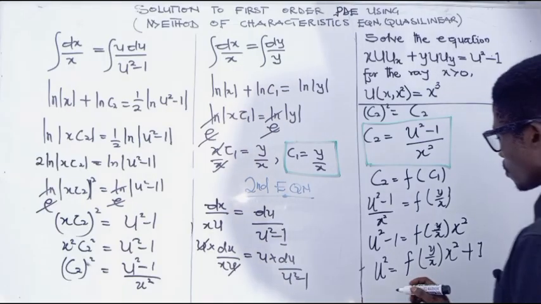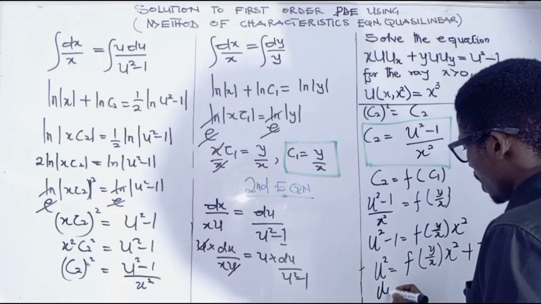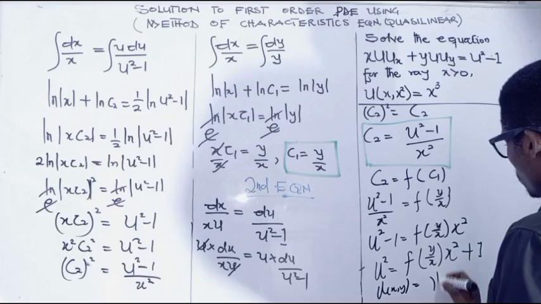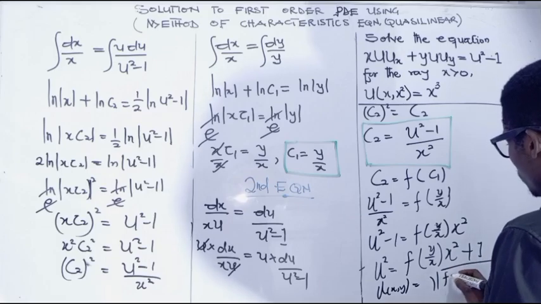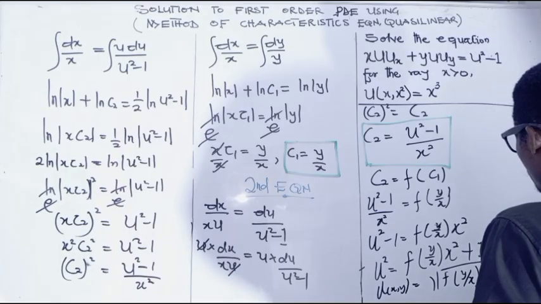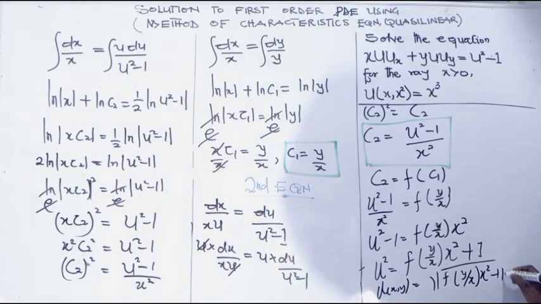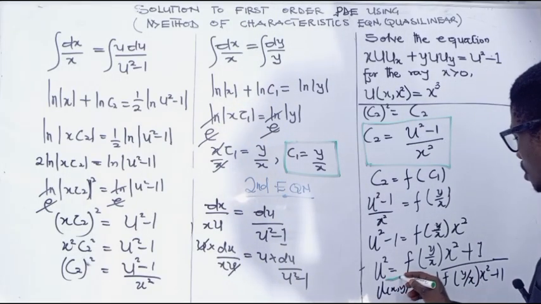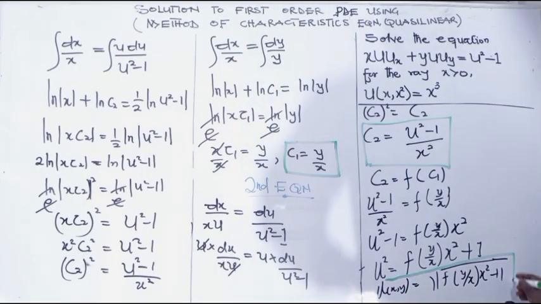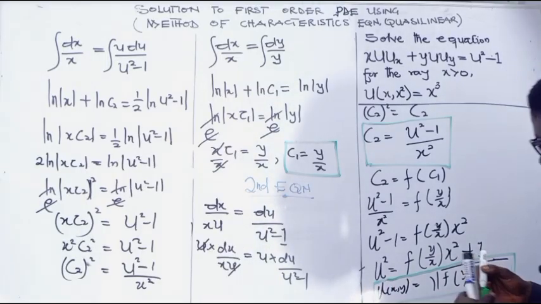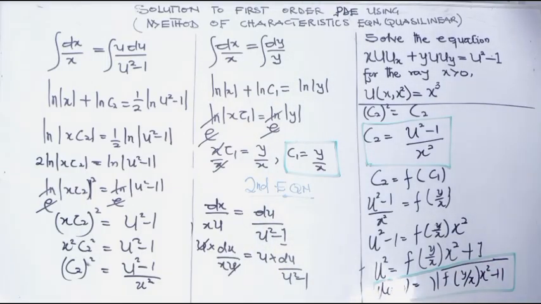We can decide to take the square root so that we have our u at x, y is equal to the square root of a function of y all over x multiplying x squared plus 1. So this becomes our general solution. Very, very easy and simple.